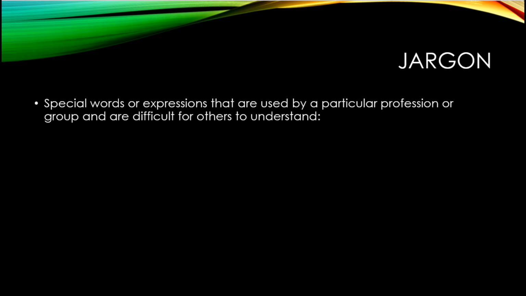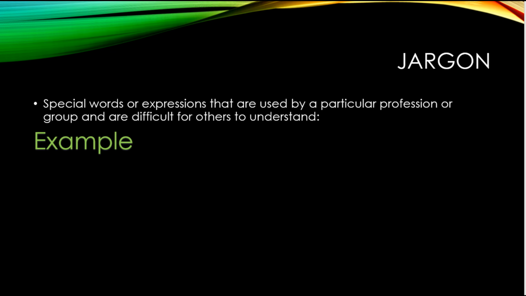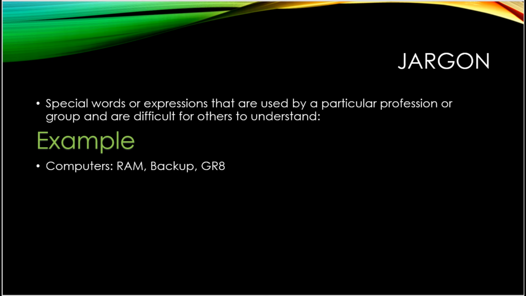Now, let me give you an example. One of the examples I can give you is in computers where they talk about RAM. For me, if you were talking about RAM in English, I would see a little sheep running around going meh, meh, meh. But in computers, when you talk about RAM, it means random access memory. So instead of saying random access memory, people just shorten it to RAM. So they acronymize it. And then the other things I talk about are, for example, backup and GR8. I can't even tell you what those mean. But yeah, people on computers will know what it means.